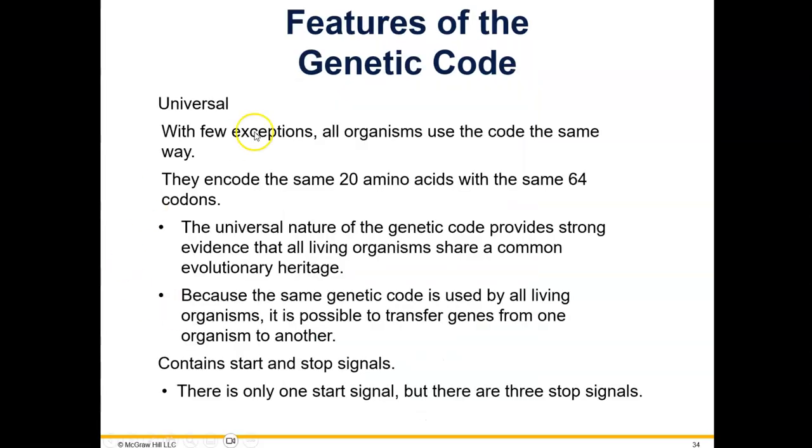So the genetic code is universal. That means with few exceptions, all organisms use the code the same way, have the same genetic code. It's a sequence of 4 nucleotides, A, C, G, and T, and they code for proteins. The same 20 amino acids are found in all the proteins for any type of organism, any species. And the same 64 codons from the codon chart code for the same amino acids.